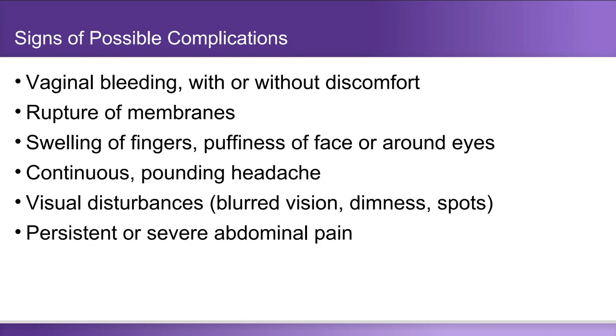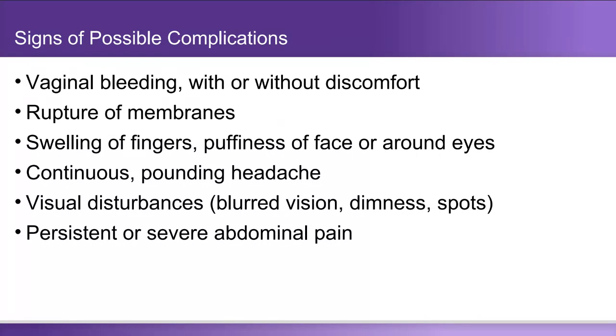Rupture of membranes. Anytime the woman's amniotic sac breaks or she thinks her bag of water broke, maybe she had a big gush, maybe she had a trickle of fluid, we do want them to go to the hospital because that amniotic sac is our last barrier to infection. So once that amniotic sac breaks, we can have pathogens that actually enter the uterus and can cause an infection. So we want them to come to the hospital as soon as possible.